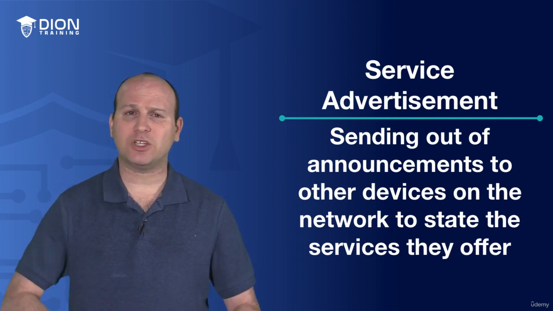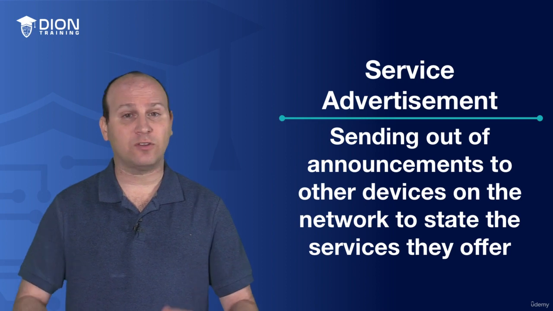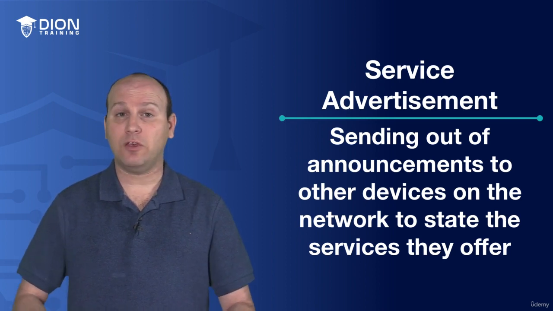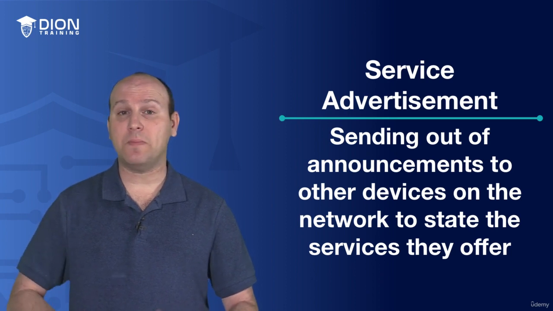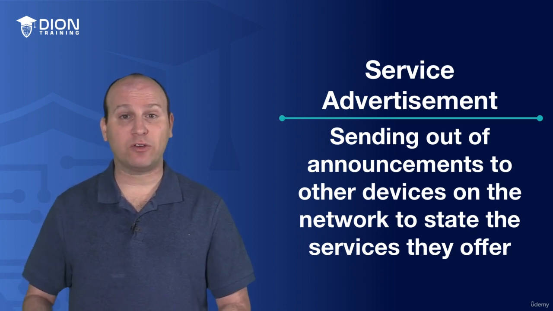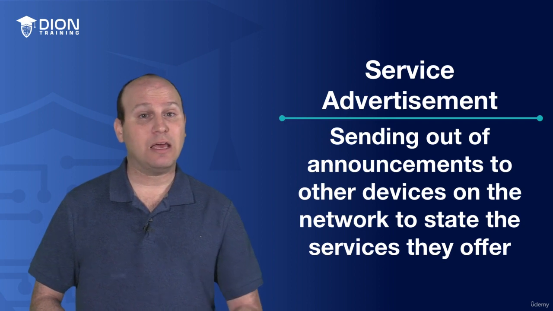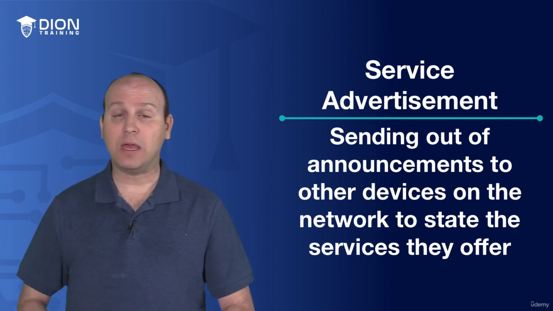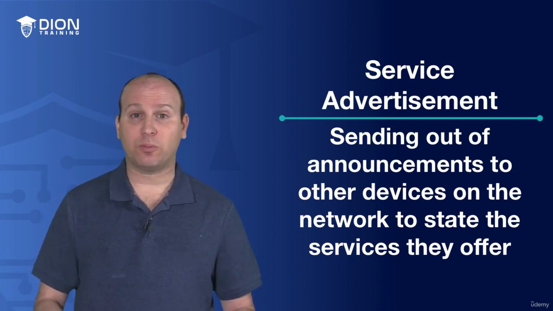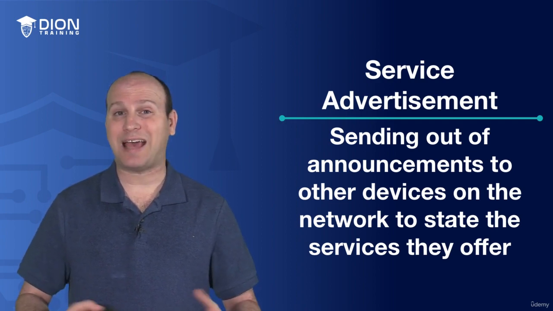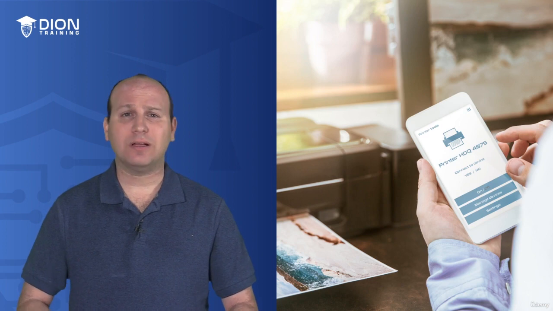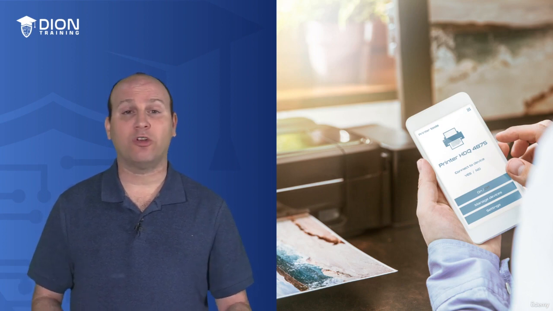Now, the other thing we want to talk about is service advertisement. This is where applications can send out announcements to other devices on the network, and they can say, these are the different services that I offer. If you have something like a printer that is essentially managed by your Active Directory or a file server that's managed by Active Directory, it can do those advertisements for you. If not, though, your files and your printers can actually advertise for themselves, and that's the idea of a service advertisement.